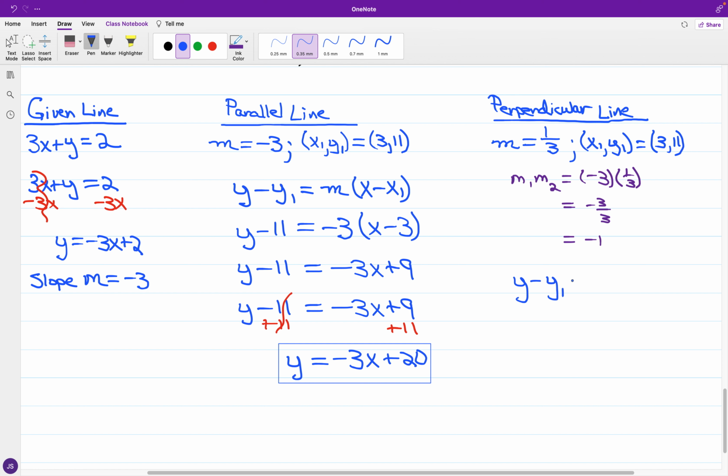And now, utilizing again the point-slope equation route to the slope-intercept equation for the perpendicular line. Okay, so substituting again accordingly. We have y minus y1, which is y minus 11, is equal to, now for the slope of the perpendicular, a positive 1/3, times the quantity of x minus 3.